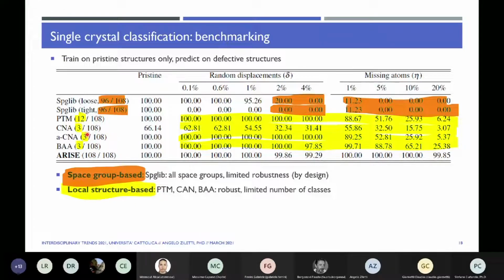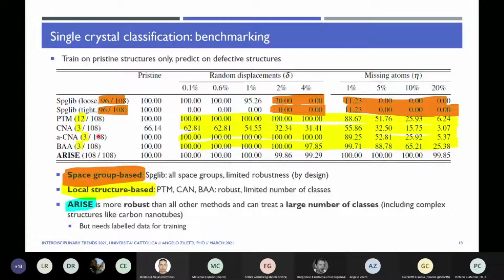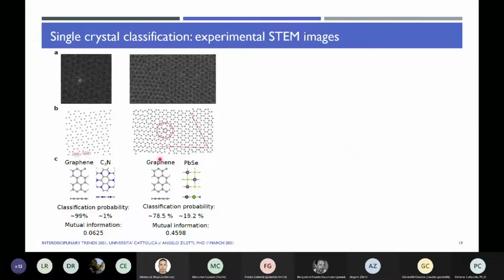So what we did with deep learning here is use it to be able to predict all the classes in our data set, plus be really robust. The downside is that you need labeled data for training. And our labeled data comes again from a flow or SPGlib at the pristine level, where here they are all 100%. So that's the benchmarking. And then I think it's exciting also to show some experimental results.